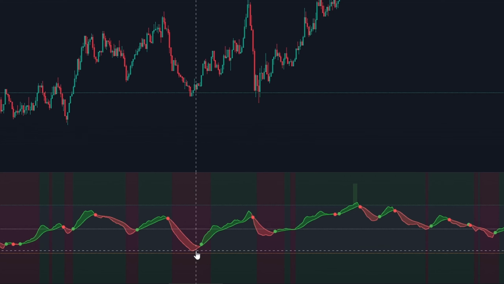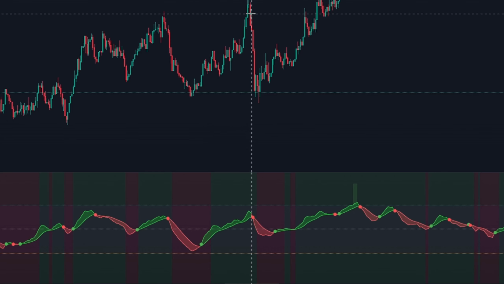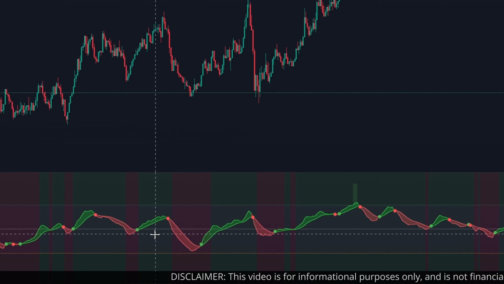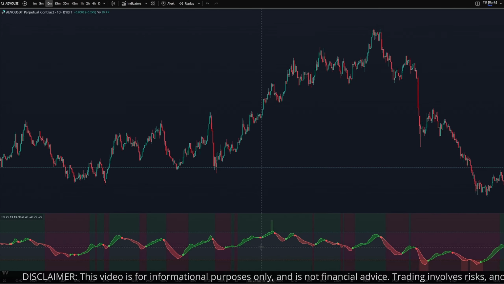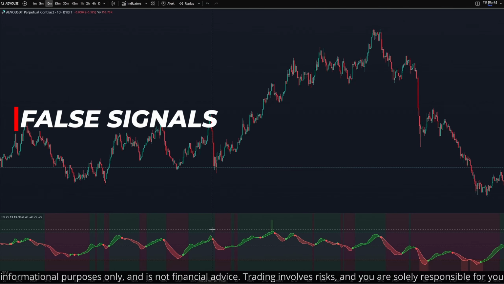Here we have a great example of a long position, and the price goes in an upward direction, while here we have another good example of a downward trend. A sell signal is shown from the TSI. Of course, like all indicators, we have false signals. The more reactive the indicator is, the more the likelihood of false signals.